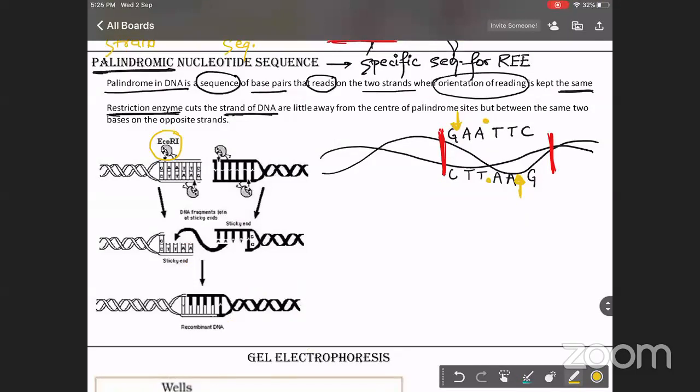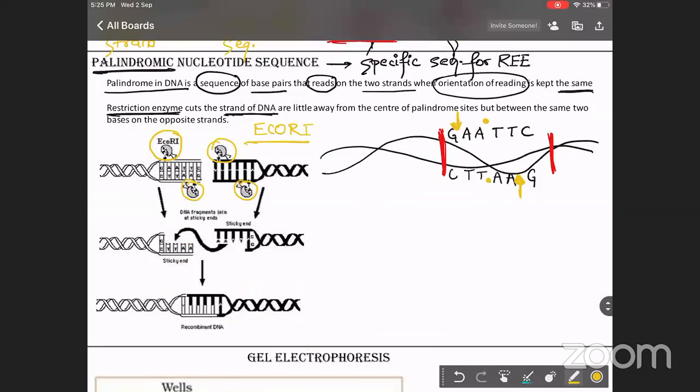After telling you about the palindromic nucleotide sequence, I will tell you how the nomenclature of restriction endonuclease enzymes is done. In front of you are restriction endonuclease enzymes, and one example given here is EcoRI. This is one of the restriction enzymes.